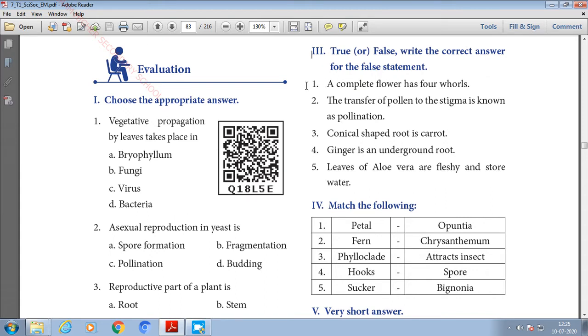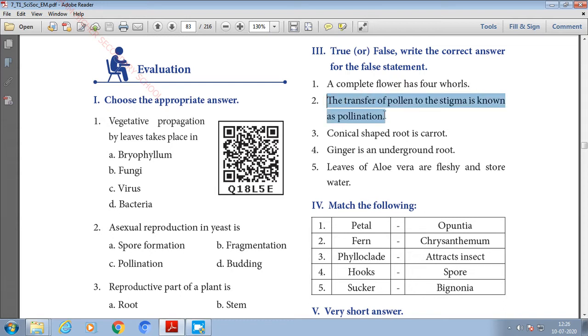True or false, first one, a complete flower has 4 whorls. Can you just say what are the 4 whorls of a flower? Calyx, corolla, androecium and gynoecium. So if all the 4 whorls are present, it is called a complete flower. So obviously the answer is true. A complete flower has 4 whorls, so it is true.